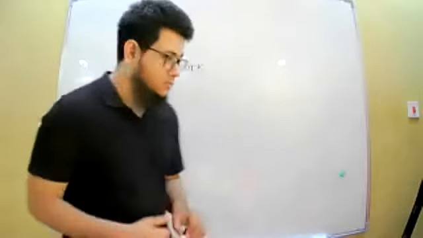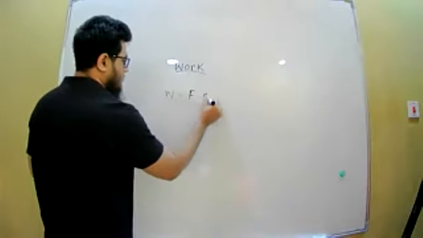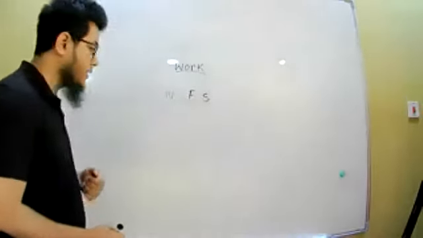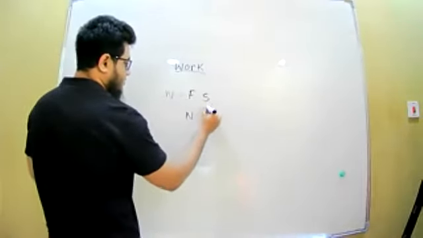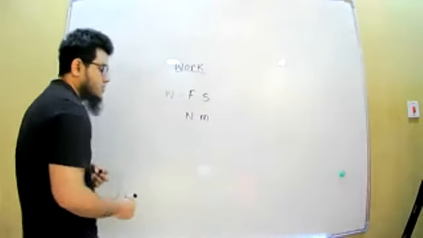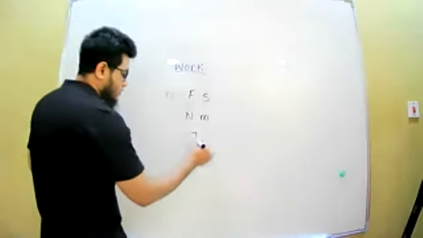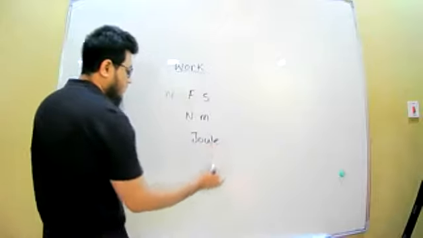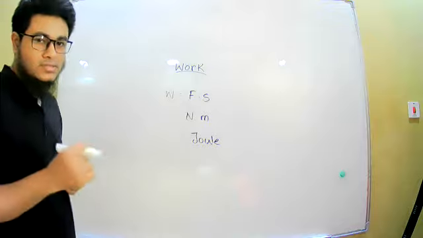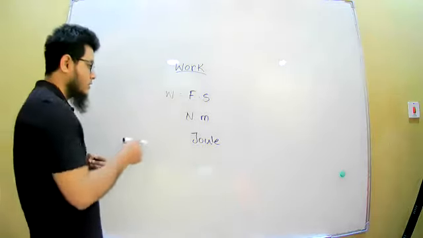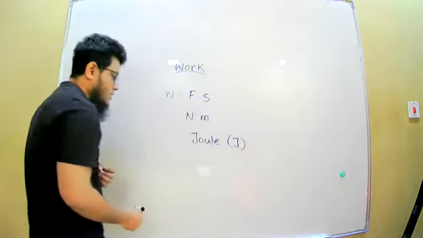So work W is equal to force into displacement. Force has a unit of Newton and displacement has a unit of meter. So the unit of work is known as Newton meter, but it is also called joule, according to the name of a scientist, James Prescott Joule. It is expressed by J.